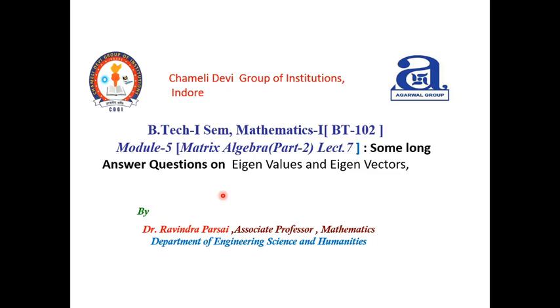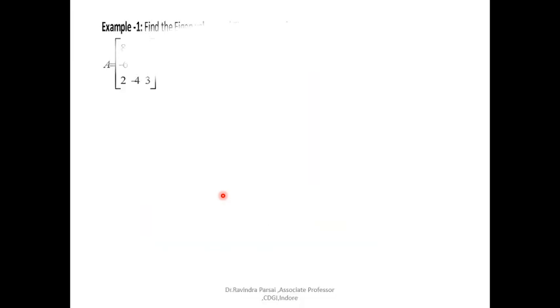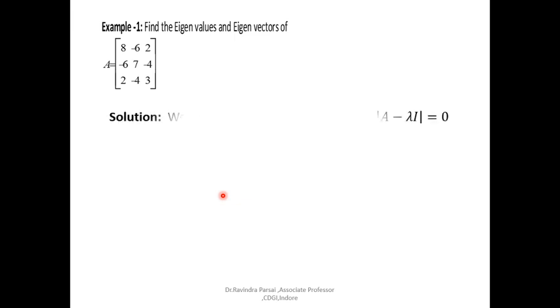I want to teach you today this 7th lecture, some long answer questions on eigenvalues and eigenvectors of a square matrix. Our first question is: find the eigenvalues and eigenvectors of the matrix A equal to [8, -6, 2; -6, 7, -4; 2, -4, 3].